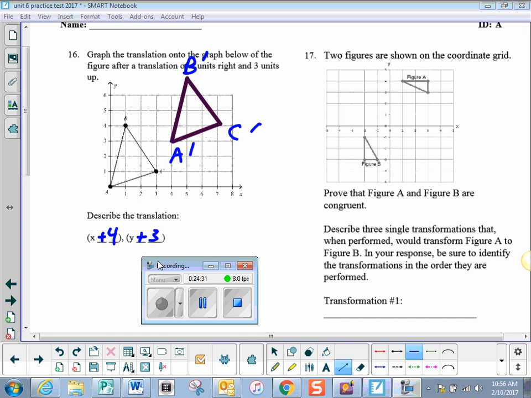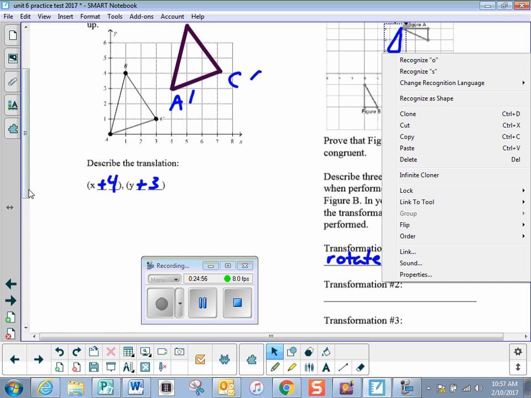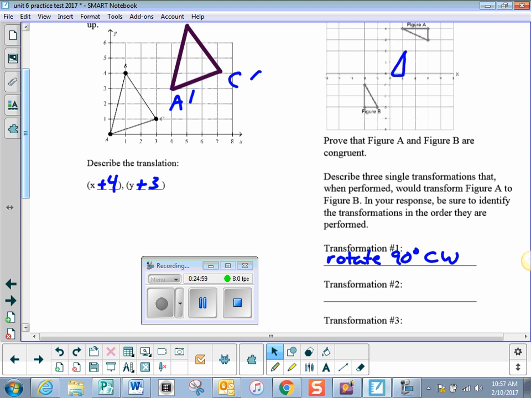Next one. How am I going to get this figure onto that figure? Well, what if I rotate it 90 degrees clockwise? Does that work? That's one. So transformation 1: rotate 90 degrees clockwise. And there's more than one way to do this. Then I'm going to translate it down 1, 2, 3, 4, 5 and over 1. So left 1, down 5.